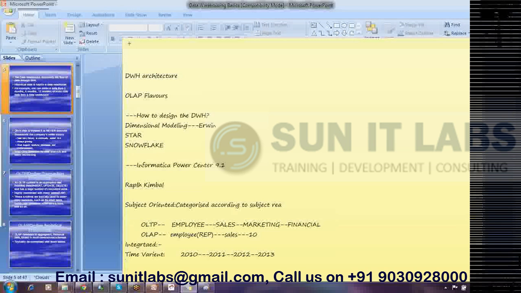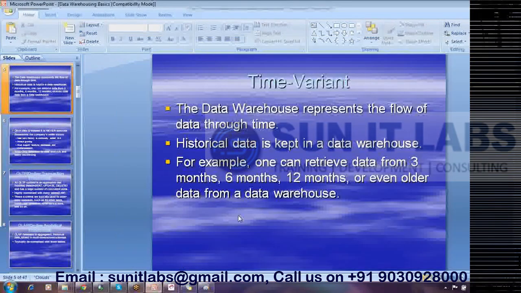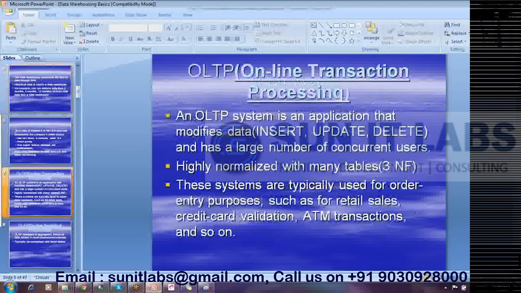So the next thing is about the non-volatile system. What is the meaning of volatility? Volatility is something that changes very frequently. Non-volatile means which doesn't change very frequently. So the data warehouse is a non-volatile system. Once you load the data into the data warehouse, you're not going to remove the data from it. That's why the data warehousing system is called a non-volatile system. So this is the standard definition of the data warehouse.